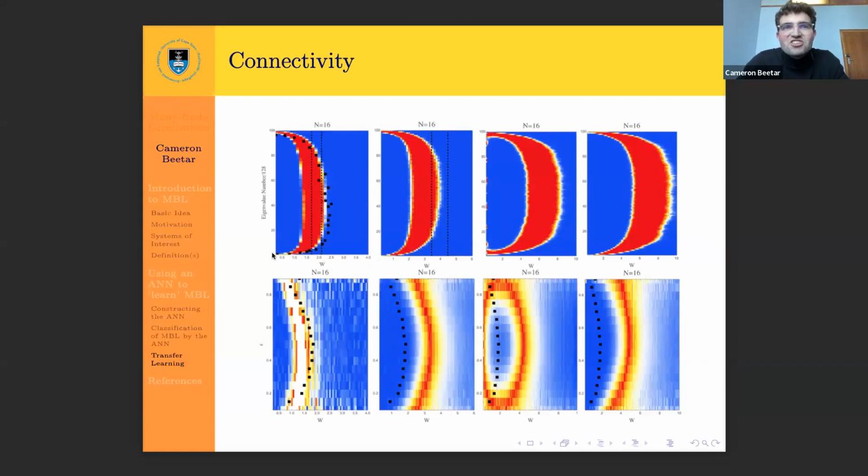When you look at these things side by side, unfortunately, the ranges on these plots are different. So this is 0 to 4, 0 to 6, 0 to 10, and 0 to 10 for the top and the bottom data. But you can see that the neural network seems to have learned something fundamental about these localizing states, or this transition region in particular.